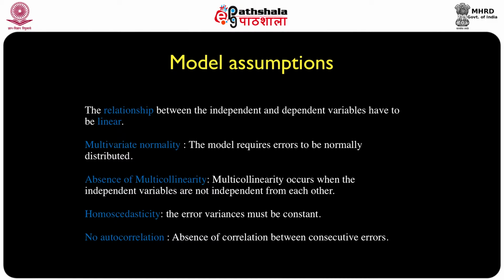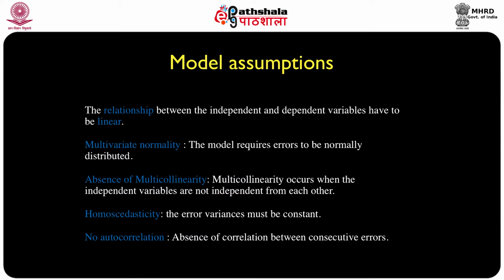multicollinearity. Multicollinearity occurs when the independent variables are not independent from each other. That is, predictor variables x1, x2, up to xp that we have seen in the model before, if we arrange them in a matrix form, this matrix has to be of full rank. The absence of multicollinearity is a very important model assumption in case of multiple linear regression.